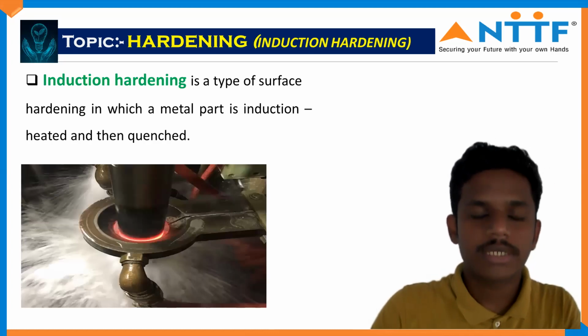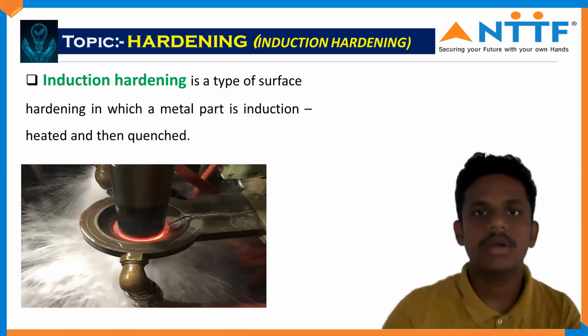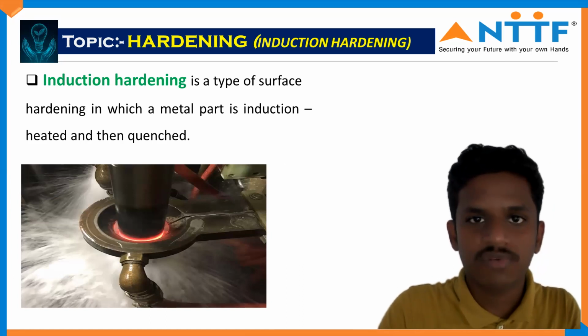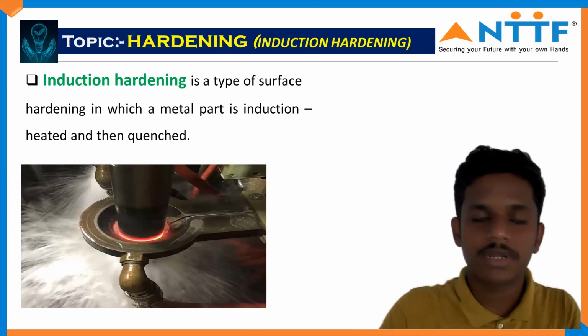Induction hardening. Induction hardening is a type of surface hardening in which a metal part is induction heated and then quenched. Here, a specific part of a metalwork is heated and then quenched to increase the toughness, brittleness, and hardness.